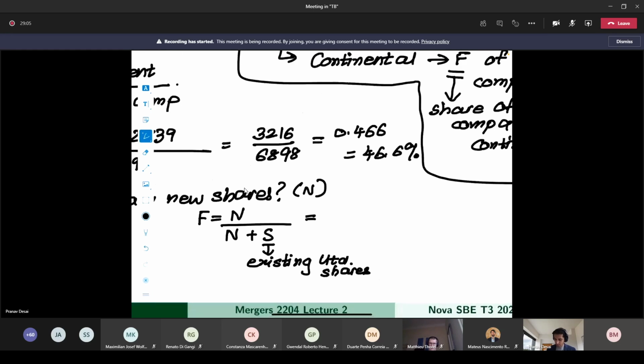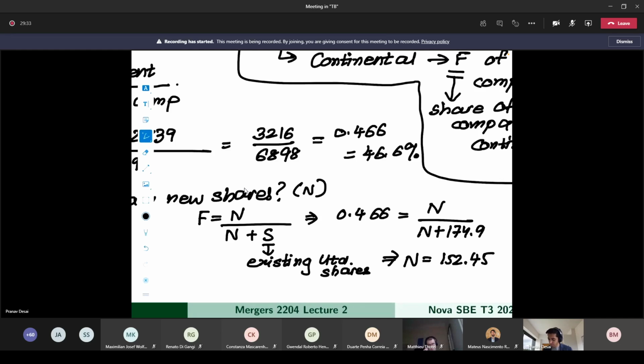And that is 0.466 is equal to N divided by N plus how many shares did United have previously? It was 174.49. And if you do this calculation, then you get N as 152.45. So these are million shares.